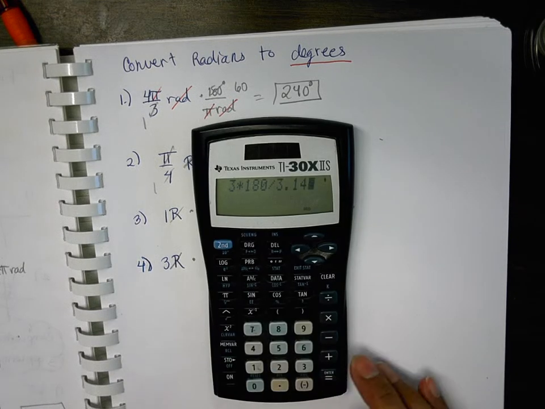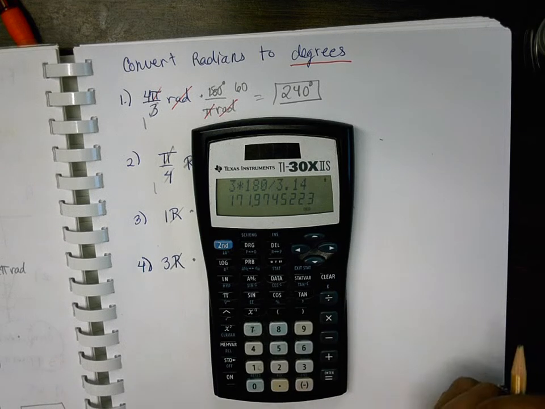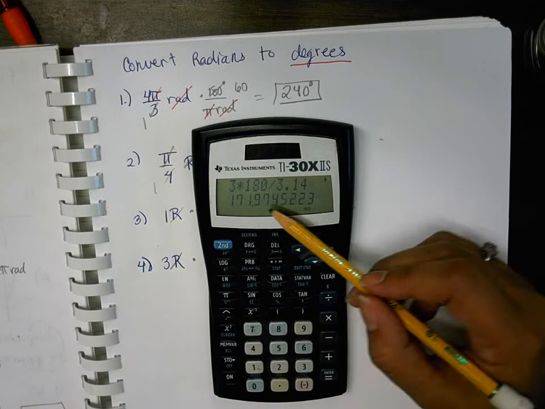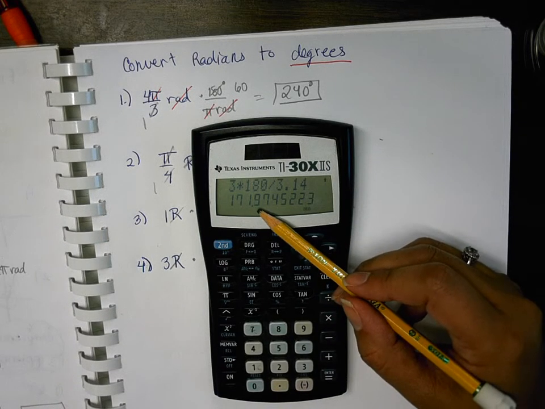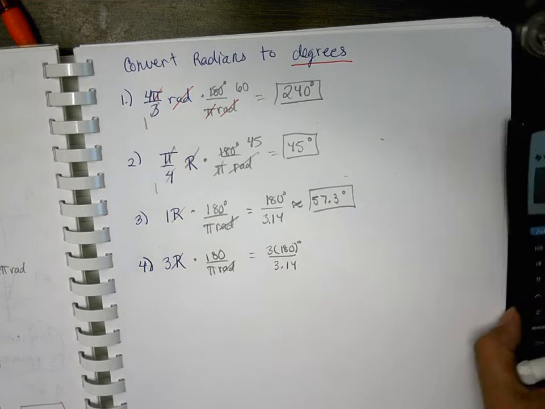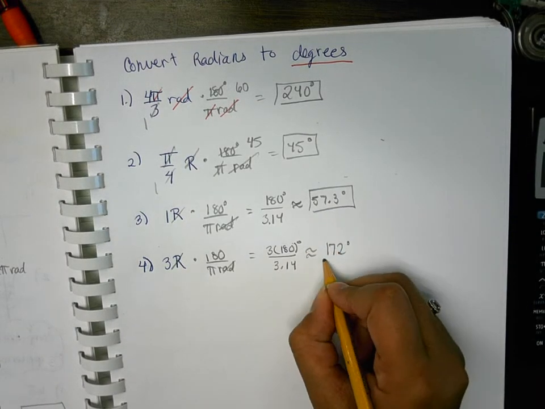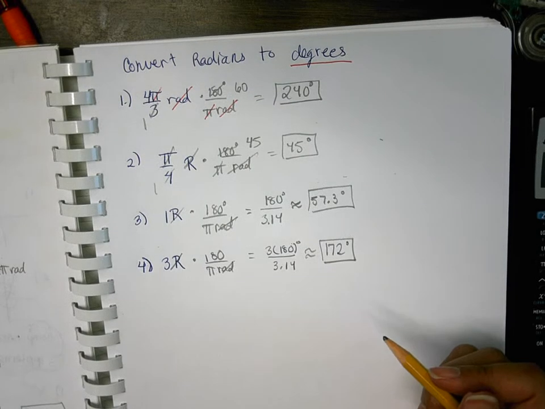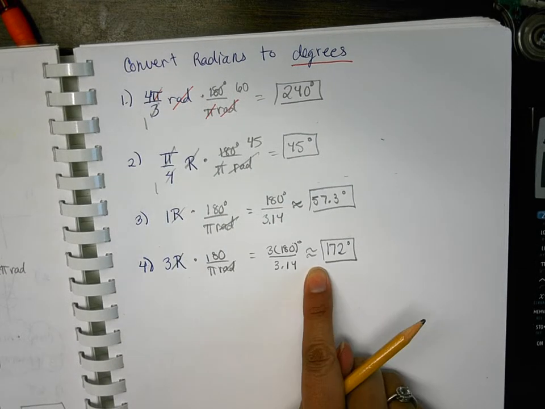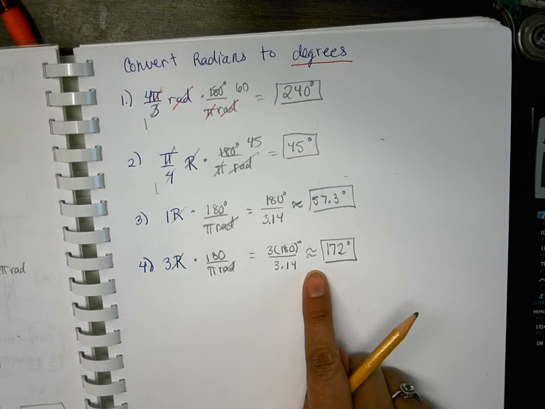3.14. And what do we get? 172. If I were to round that to the nearest tenths, what would that become? 172. All right, can anybody tell me another way that might be a little easier, instead of going through all that? What was that? Okay.